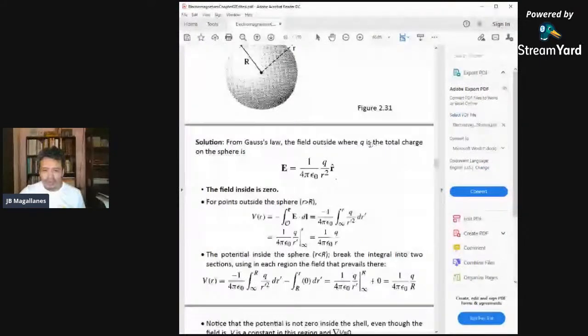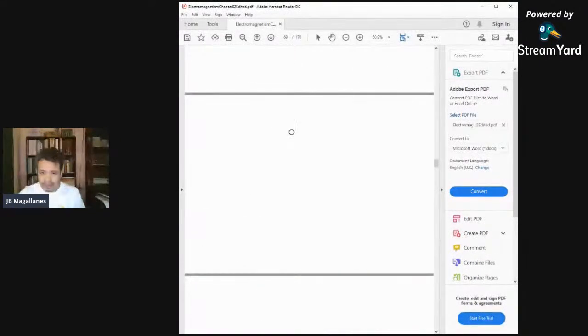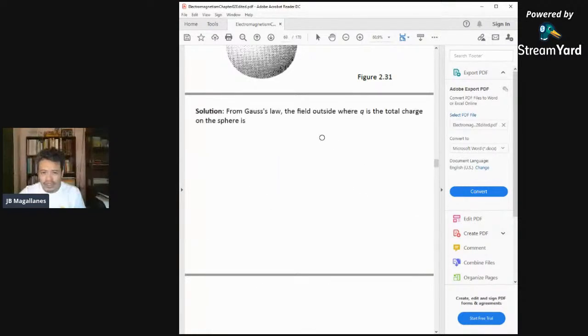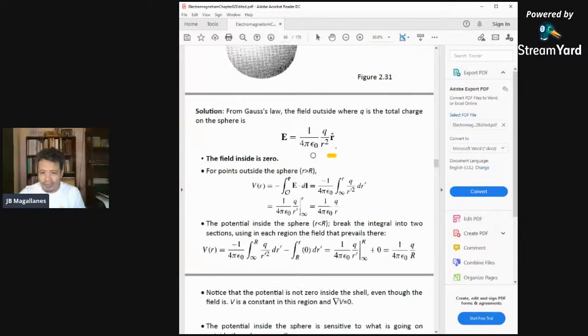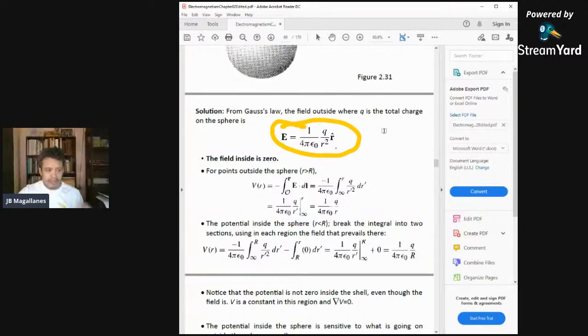So the solution from Gauss's law, the field outside, where Q is the total charge of the sphere, is equal to that. We have calculated that in the previous example. But the field inside is zero. Why is the field inside zero? Because you don't enclose a charge inside.